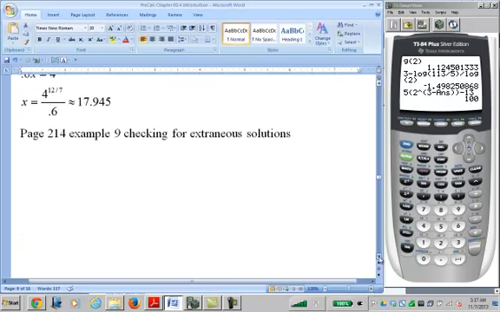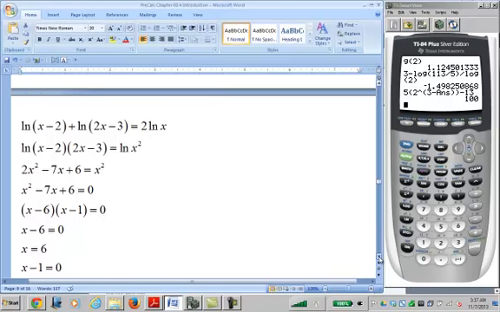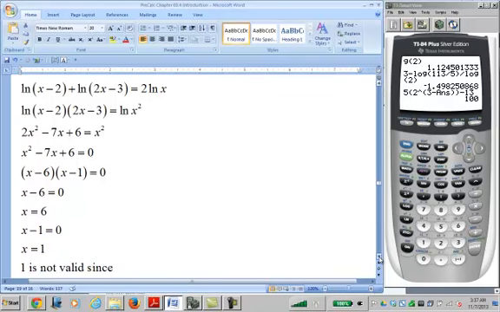Okay, example 9. Checking for extraneous solutions. This is important. Okay. ln of x minus 2 plus ln of 2x minus 3 equals 2 ln of x. Okay, we combine the products. Ln of x minus 2 times 2x minus 3 equals ln of x squared. x minus 2 times 2x minus 3 is 2x squared minus 7x plus 6.